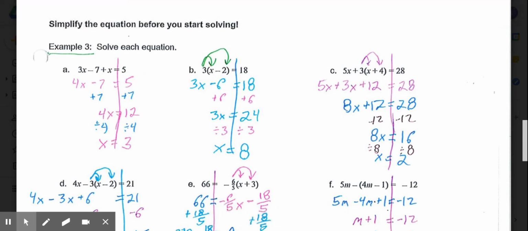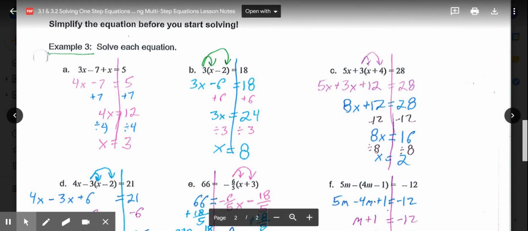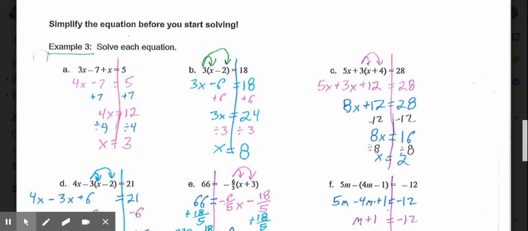Then we would start to solve by undoing the subtraction of 7. So add 7 to each side, and we have 4x equals 12. Divide both sides by 4, and x equals 3.